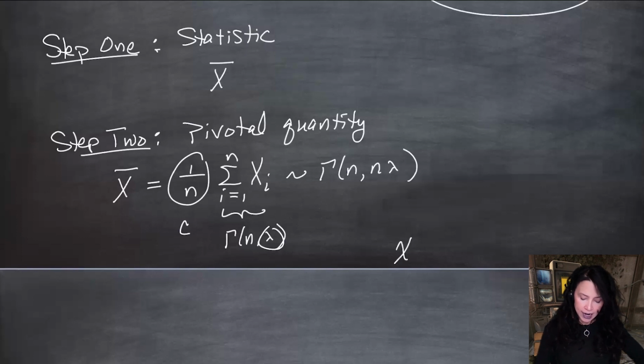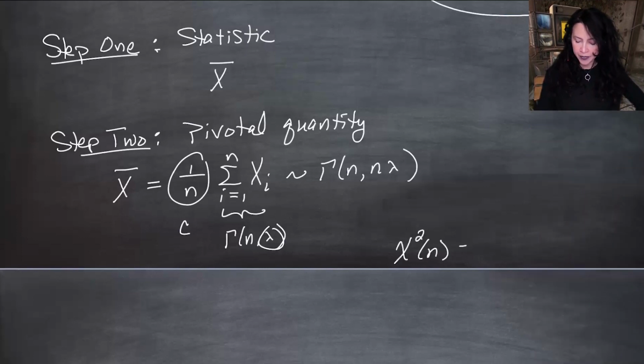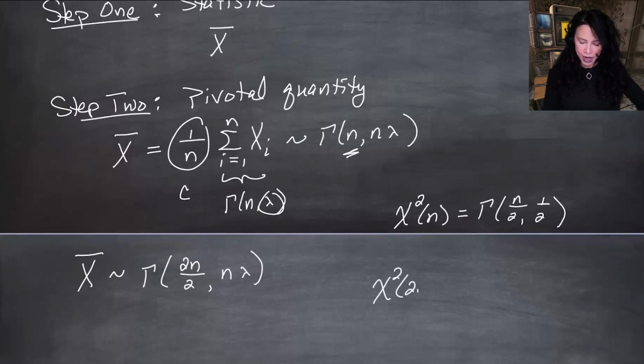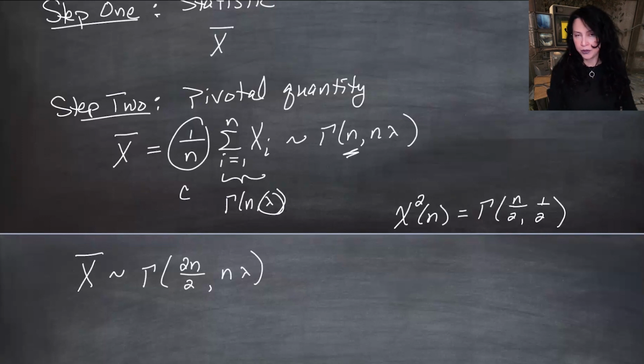Remember, we define a chi-squared distribution with n degrees of freedom as a gamma distribution with parameters n over 2 and 1/2. So I can write this n like this. My X bar has a gamma distribution with parameters 2n over 2 and n lambda. So it's like I'm setting up for maybe a chi-squared 2n because I have a 2n here in place of n. But we don't get that chi-squared until we have a 1/2 as our second parameter. And we know how to do this.